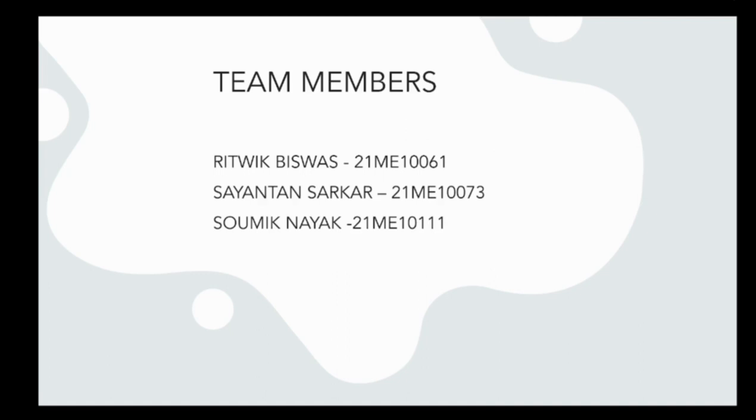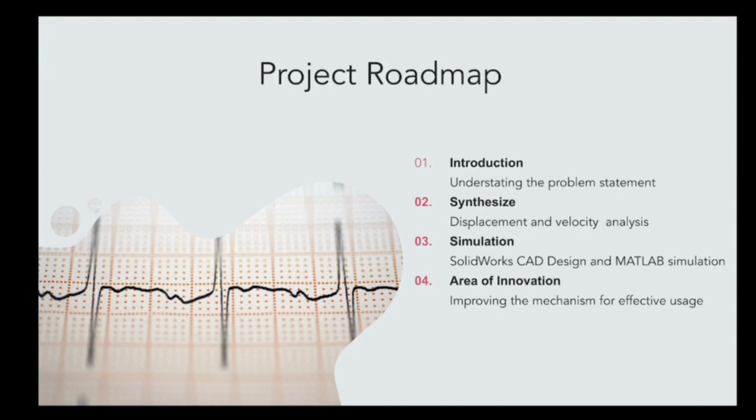Now before we get into the nitty-gritty, let's take a look at the roadmap. In this project roadmap, we are kicking things off today with the introduction and understanding the problem statement. The second part is the synthesis part, displacement and velocity analysis. The third part is the simulation part, SolidWorks CAD design and MATLAB simulation. Then the area of innovation, improving the mechanism for effective use. Today's introduction gives a glimpse of the problems we are tackling and the goals we have set.